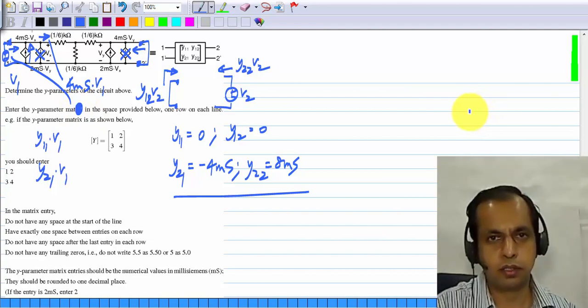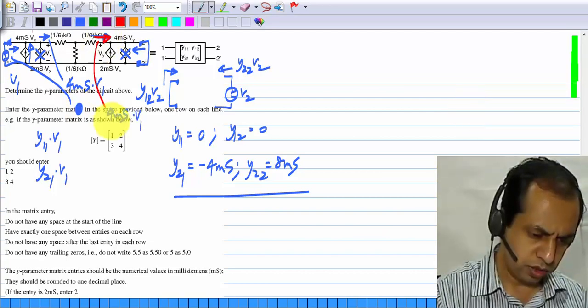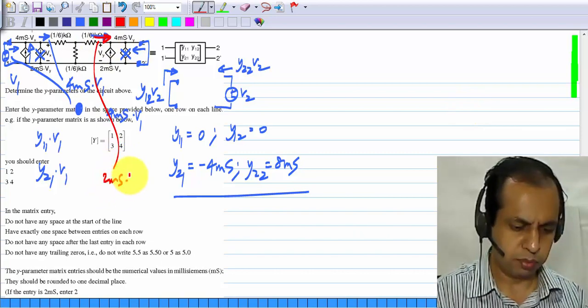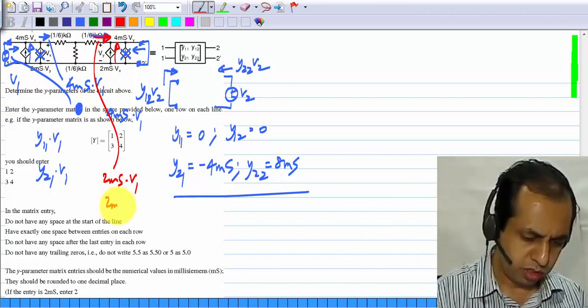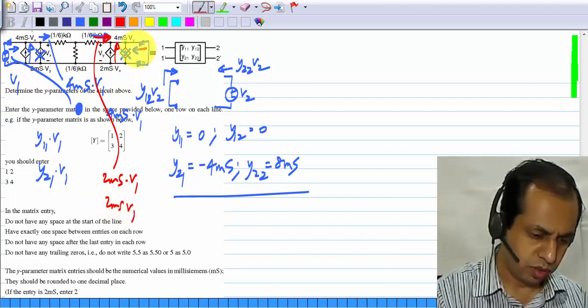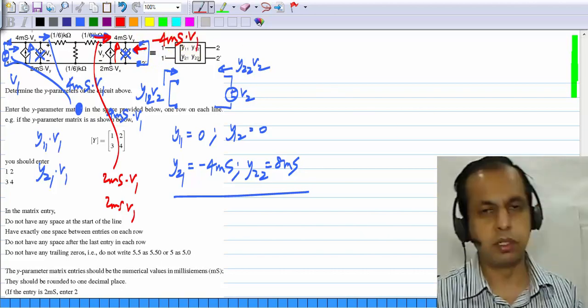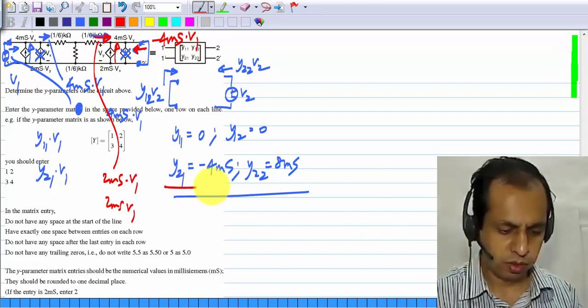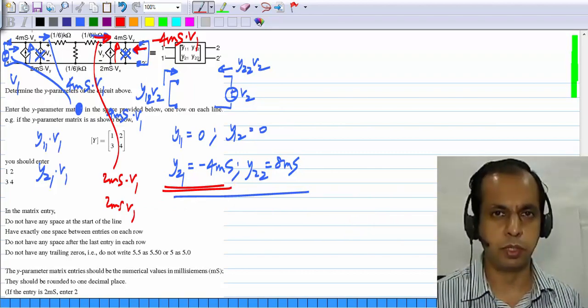Okay, so that's what you will see. Here you will see 2 millisiemens times V1, and this pushes another 2 millisiemens times V1. So the total current flowing in this direction will be minus 4 millisiemens times V1. Okay, so y21 is minus 4. Similarly, you can calculate y12 and y22 as well.